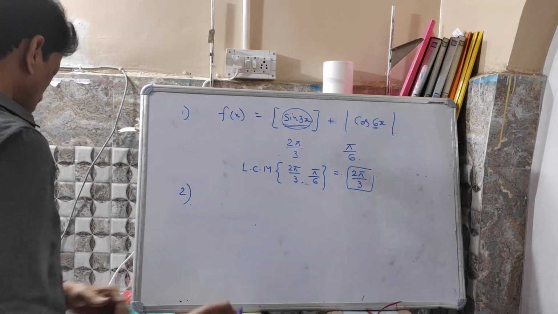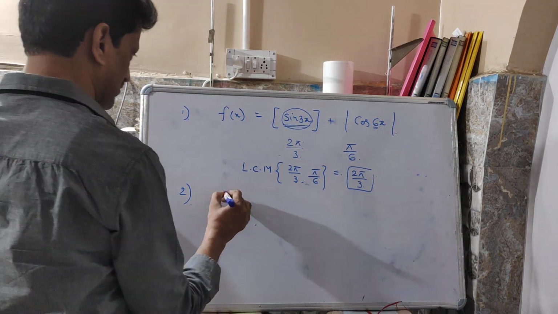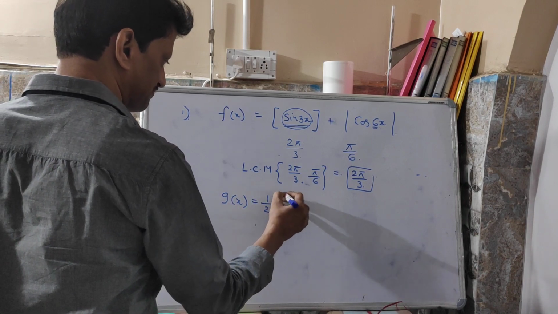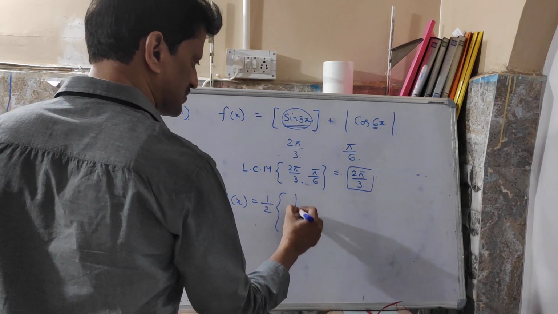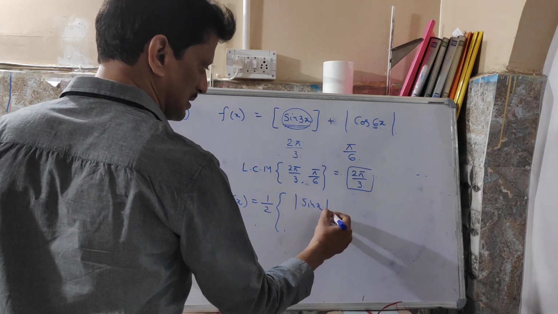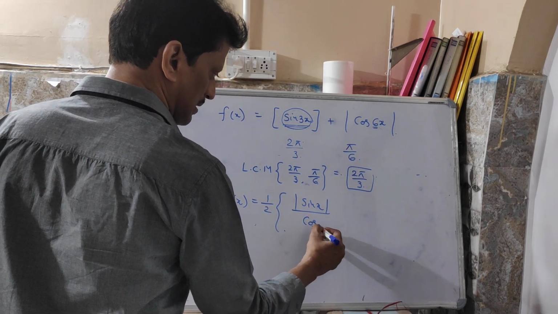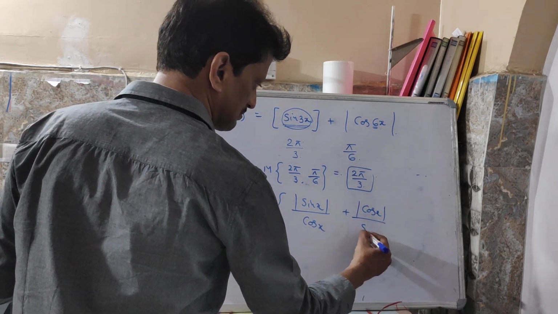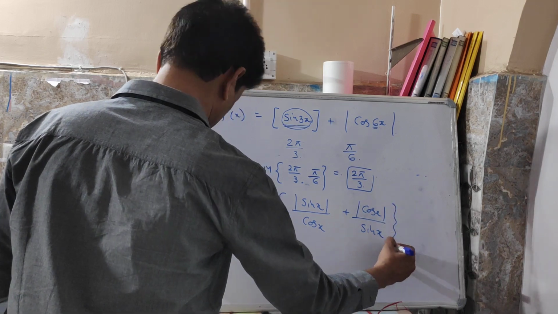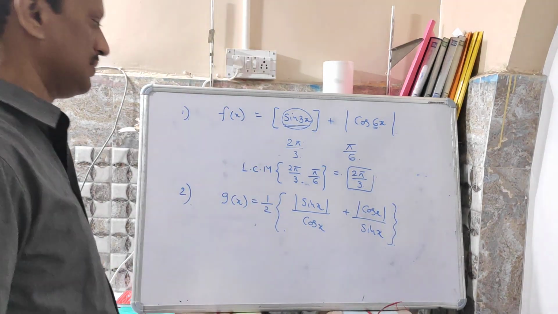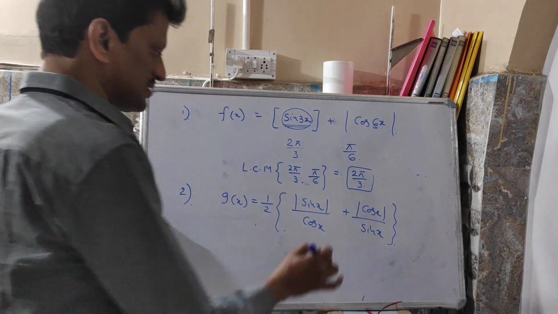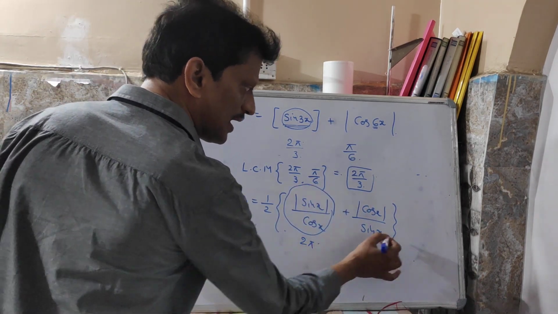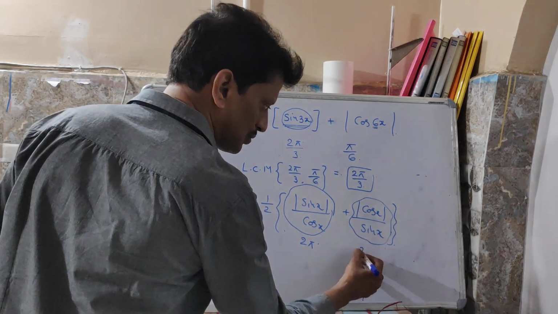Now let me solve some more problems. Say g of x equal to, I am taking half of mod of sin x by cos x plus mod of cos x by sin x. So what is the period of this first function? Clearly 2 pi. And the period of this second function also 2 pi.